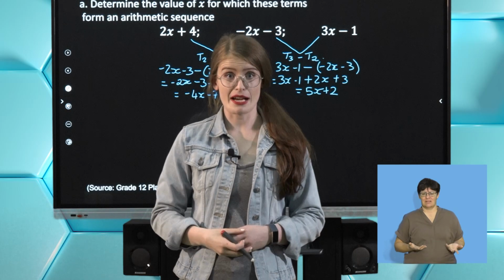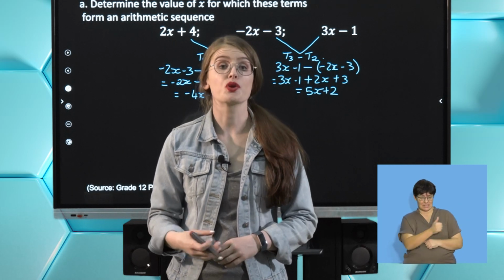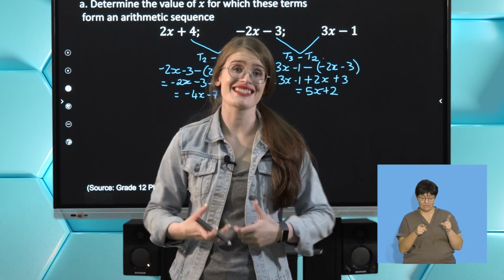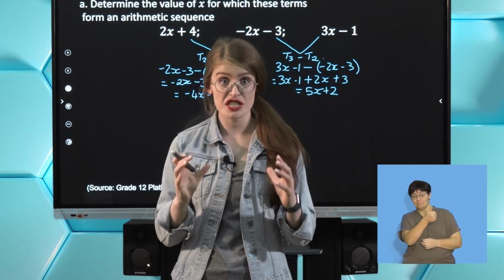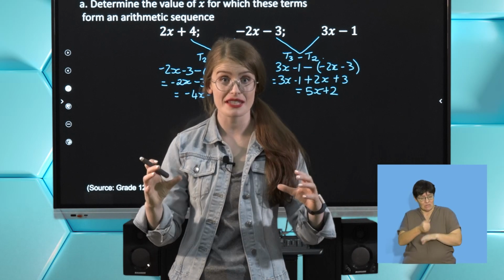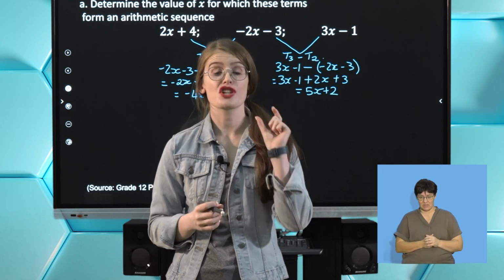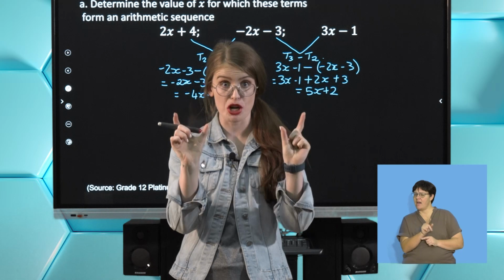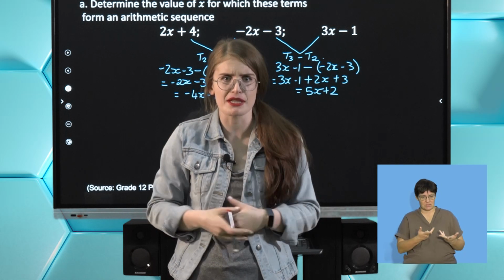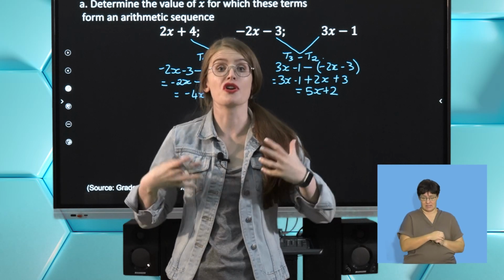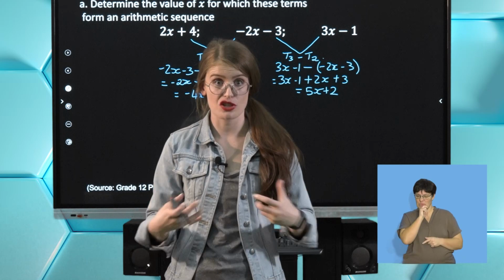How is this going to help me? Well, I know that it's an arithmetic sequence, which means that the common differences have to be equal to each other. We know that that is the main principle and the foundational concept and rule for arithmetic sequences. So we are going to equate both of the expressions together that express our common difference in terms of x. We know that the common differences have to be equal, so we're going to use that to solve for x.